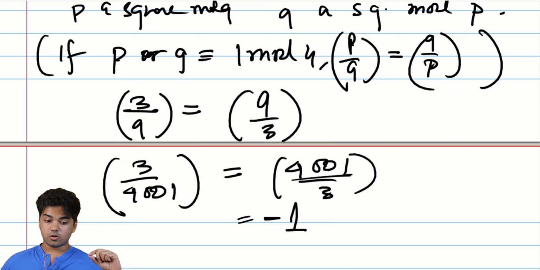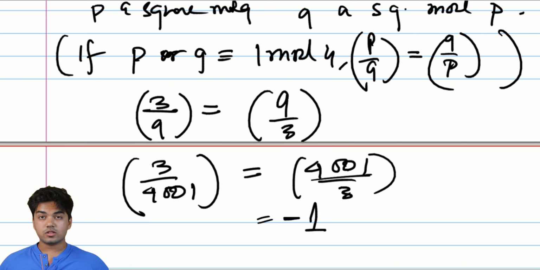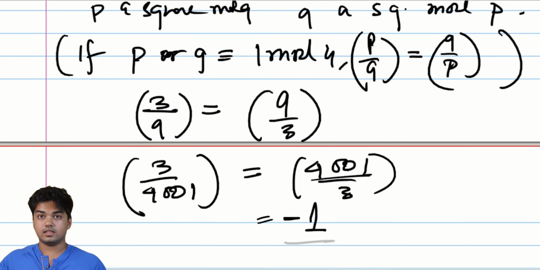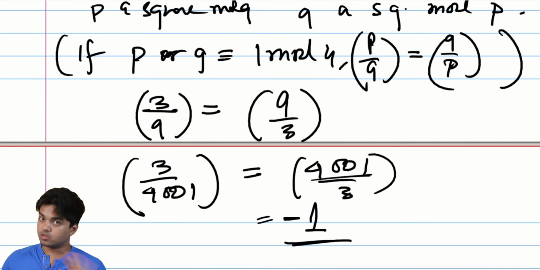Imagine, going through the possibilities, you have to check every number from 1 to 2000, square them all, and see whether any of these numbers are 3 mod 4001. Like when you reduce them modulo 4001, you get 3. But you get an immediate answer in this case. It's not. It has saved you an insane amount of calculation.